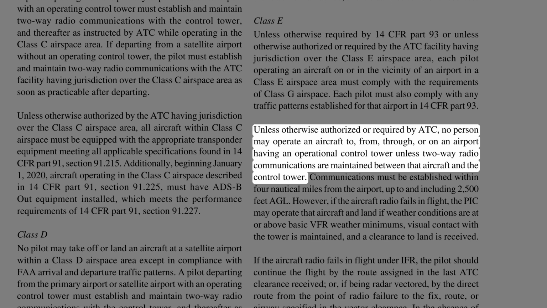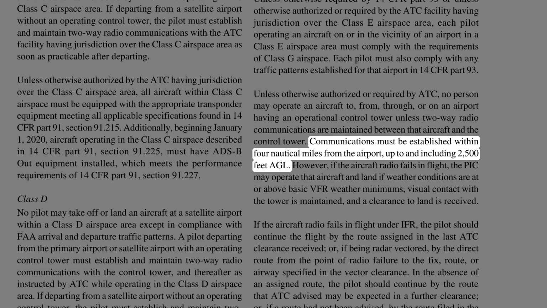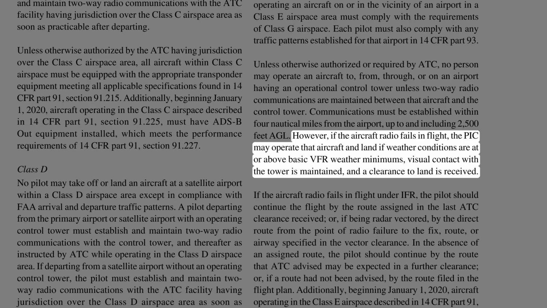Unless otherwise authorized or required by ATC, no person may operate an aircraft to, from, through, or on an airport having an operational control tower unless two-way radio communications are maintained between that aircraft and the control tower. Communications must be established within 4 nautical miles from the airport, up to and including 2,500 feet AGL. However, if the aircraft radio fails in flight, the PHAK may operate that aircraft and land if weather conditions are at or above basic VFR weather minimums, visual contact with the tower is maintained, and a clearance to land is received.